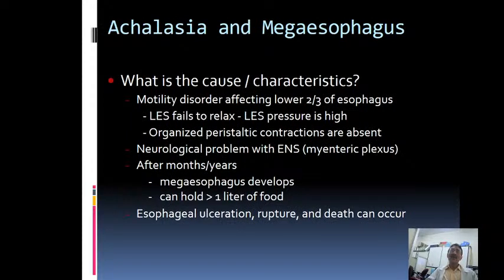Another disease which is affecting the GI tract is called Achalasia and megaesophagus. Now, what do we mean by Achalasia? Normally, after deglutition, the food enters into the esophagus. As it travels along the full length of the esophagus, in the lower two-thirds of the esophagus, there is a sphincter which is known as the lower esophageal sphincter.